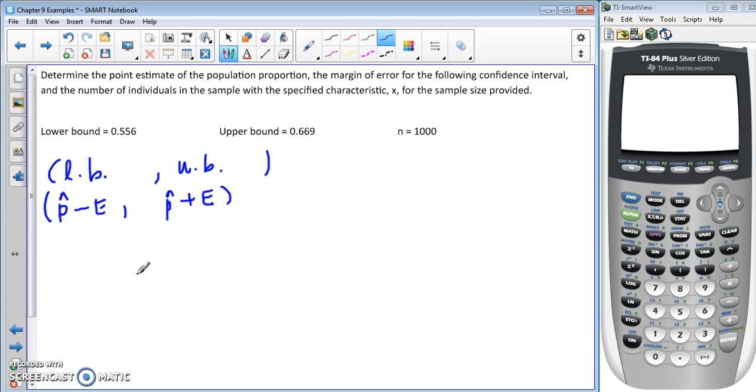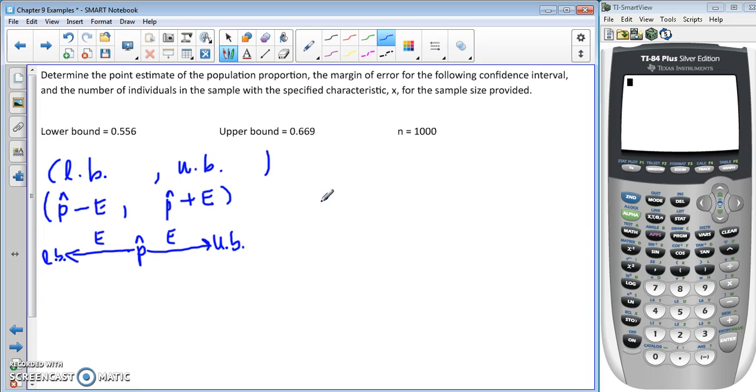So if we think about this, right in the middle we have our point estimate, and then we go a certain distance to our bounds, and that distance is our margin of error. And then we reach our upper bound and our lower bound. So we're asked to find the point estimate. We can find our point estimate simply by taking the average of our upper and lower bounds.